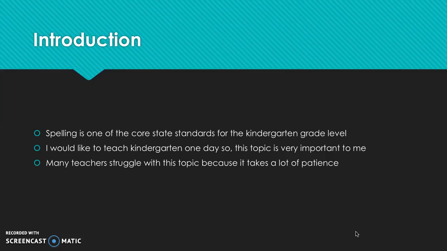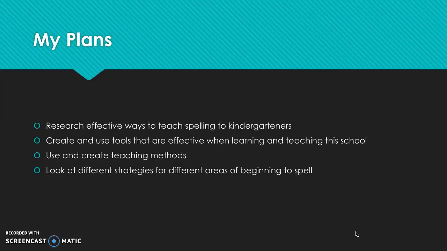Spelling is one of the core state standards for kindergarten grade level, and I would like to teach kindergarten one day. So this topic is very important to me. From many teachers that I have seen in my field experiences and also from other resources, I have found that many teachers struggle with this topic because it takes a lot of patience, and each kid works at a different pace or different skill level, so it is a really hard skill to teach.